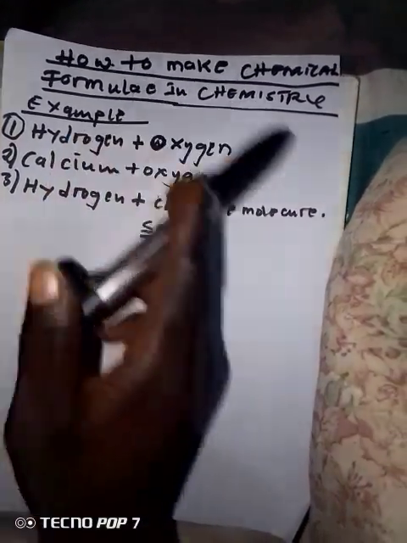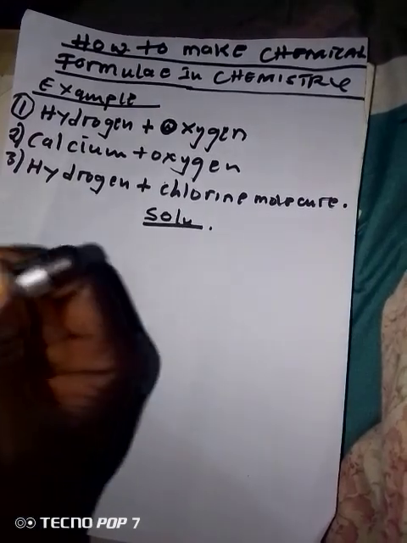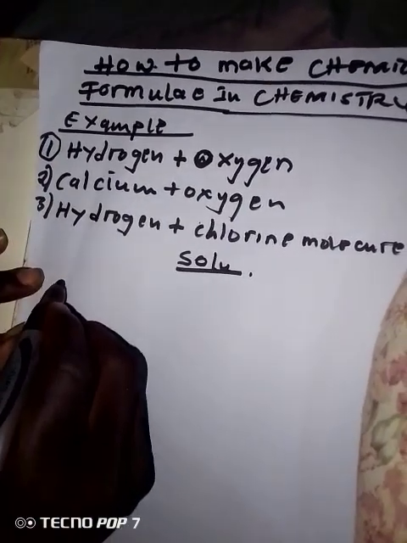Okay, so the paper you are seeing here is showing how to make a chemical formula in chemistry. There are situations where you just find a chemical formula, but you don't know how it is made. For example, we can make a chemical formula for hydrogen plus oxygen, which is water. If you want to make a chemical formula, you have to consider the valences of the elements you are putting in. So we are going to consider the first example here.